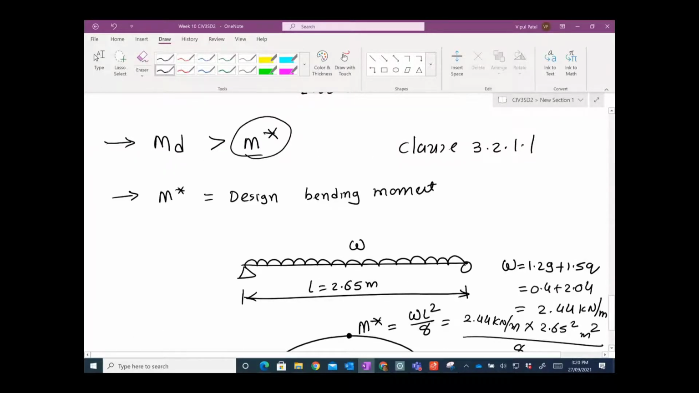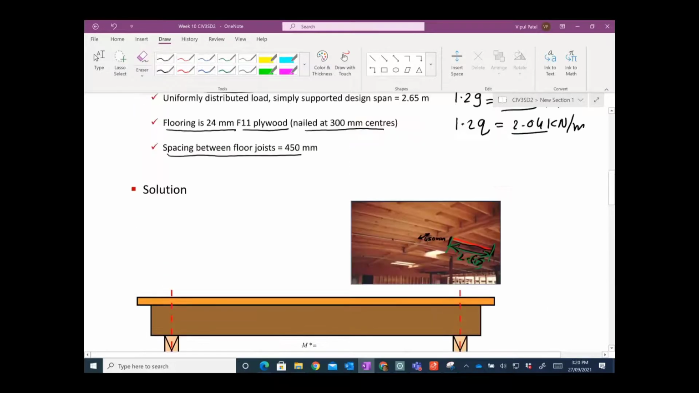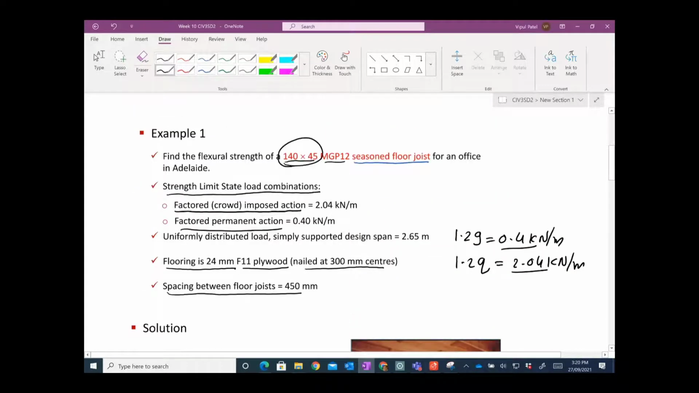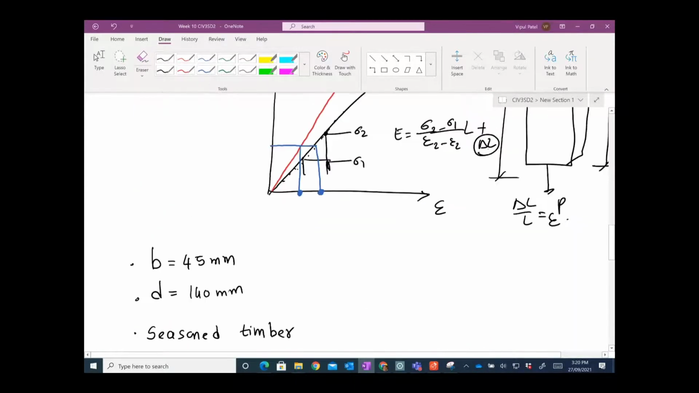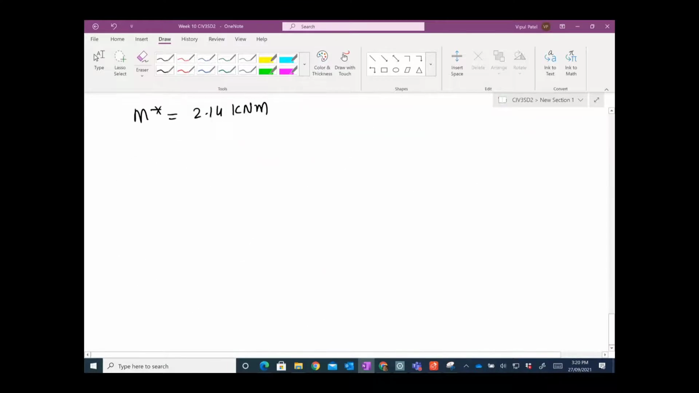So our beam, which is 145 by 45, should have a capacity more than 2.14. So our capacity M_d should be greater than 2.14 kilonewton meters, right? Otherwise, we need to redesign the beam. That is the bending strength check.